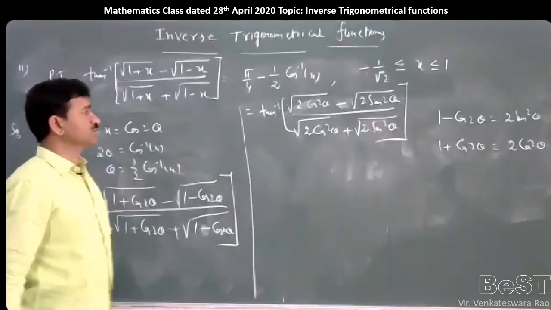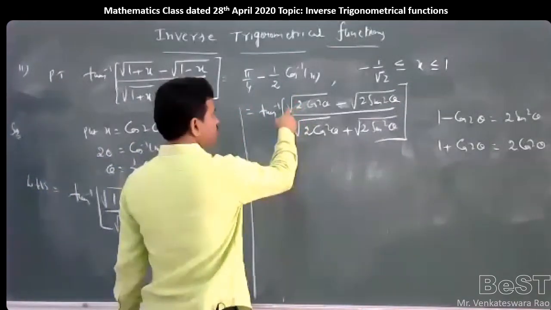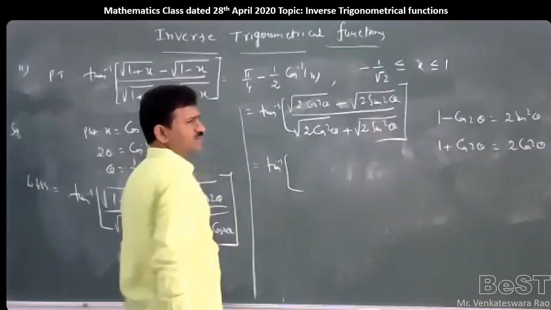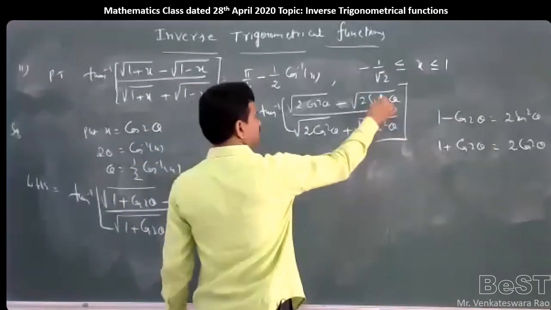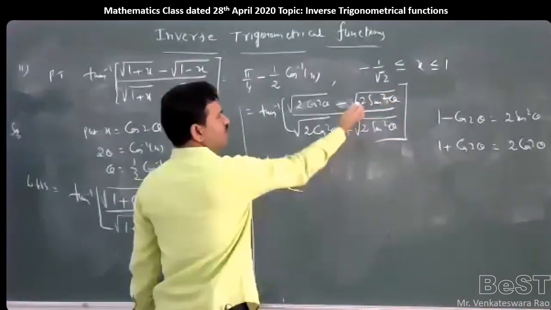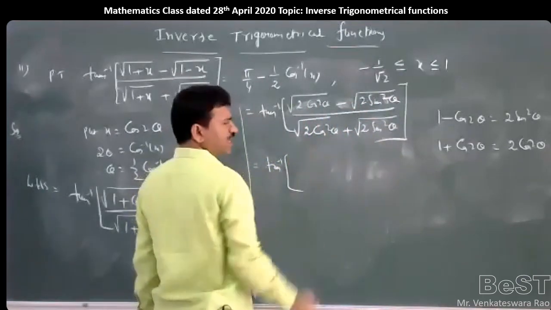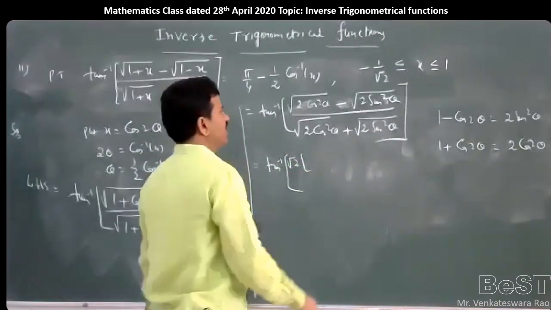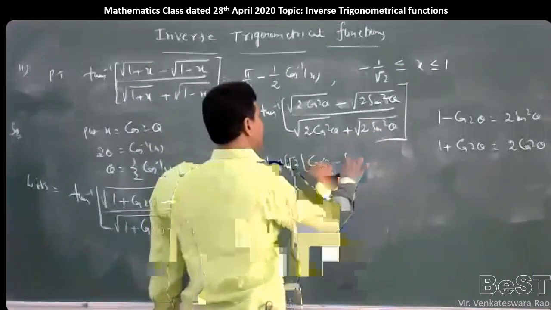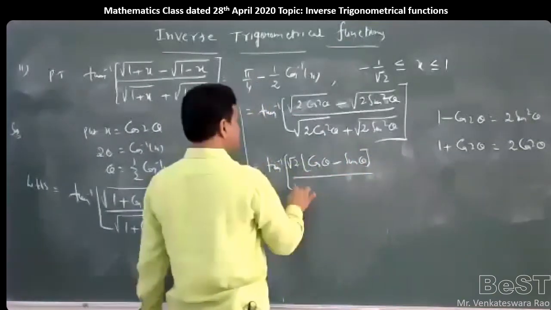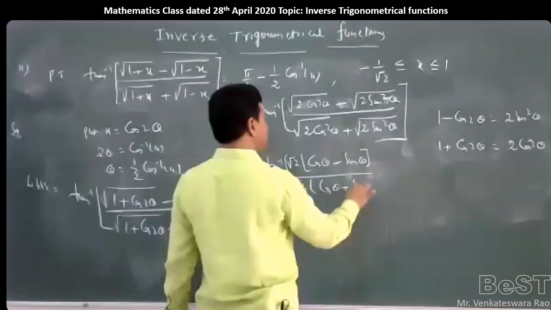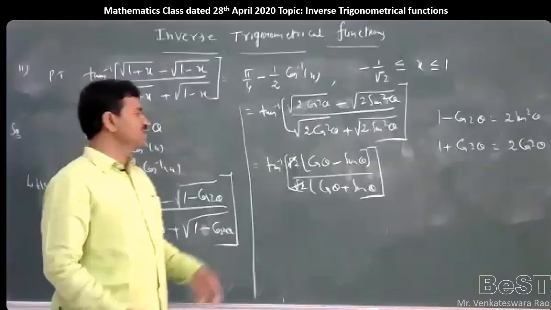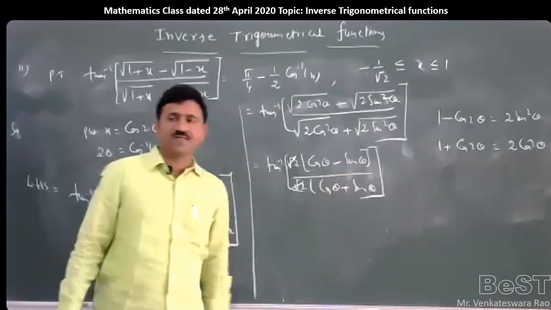Now simplifying it. Take root 2 common and cancel it, in the numerator and in the denominator also. So tan inverse of, the remaining is cos theta minus sin theta by cos theta plus sin theta, root 2 cancels. Now tan inverse of cos theta minus sin theta by cos theta plus sin theta.